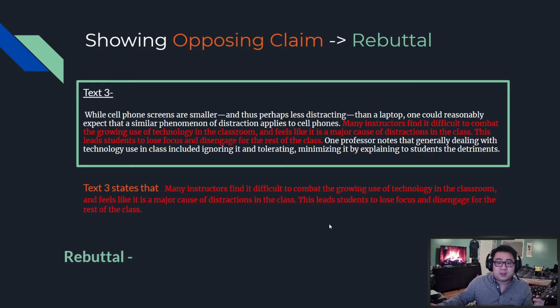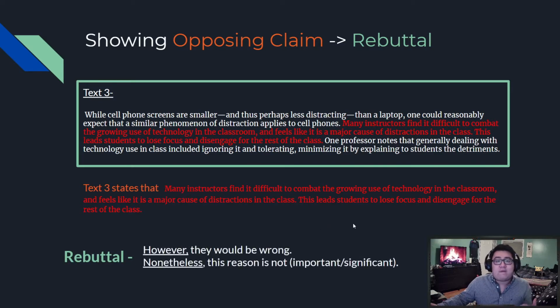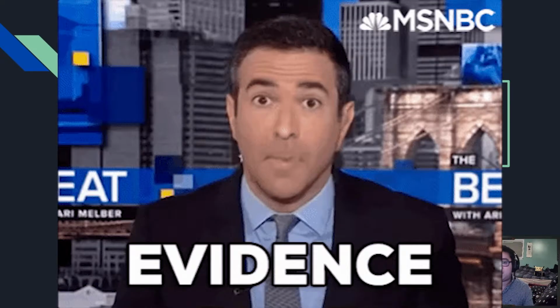So my rebuttal statement is going to be, however, they would be wrong. However, this side of the argument would be wrong. Nonetheless, this reason is not important or significant. And you're going to make a very strong statement, and you're going to have to explain why this is your point of view. Thankfully, we have evidence to support it.